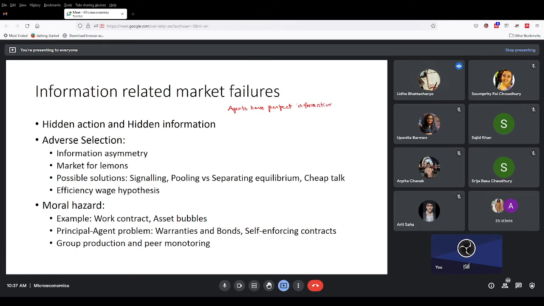So can you explain that uncertainty portion once again? Is that holding under the assumption that agents have perfect competition? Sorry, perfect information.